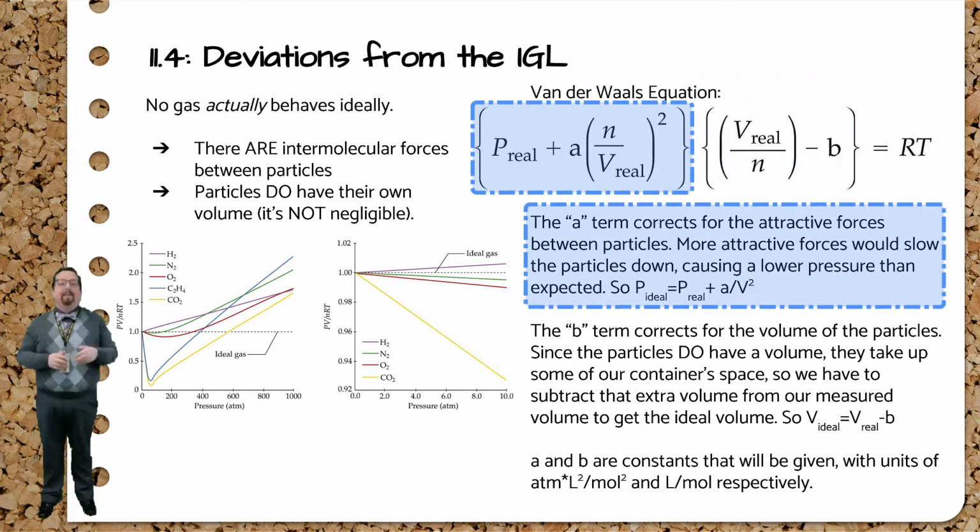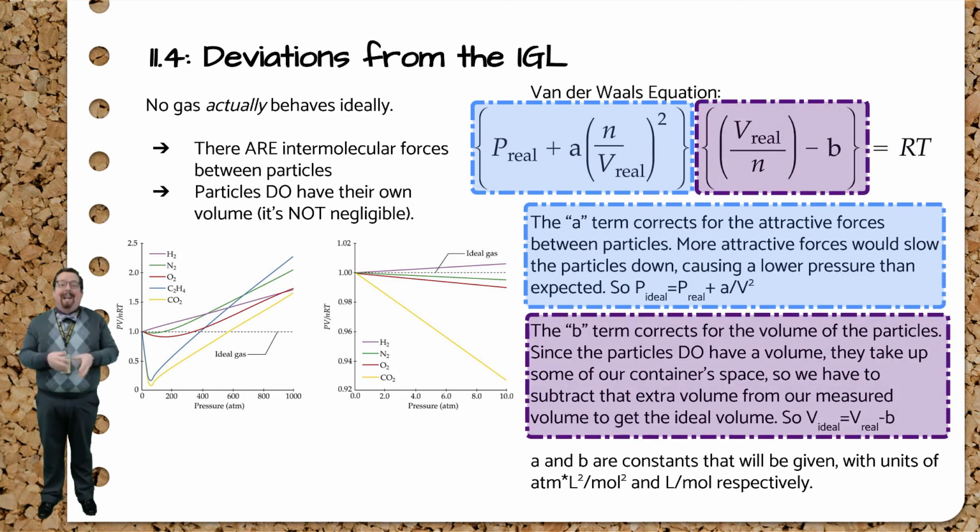The a term in this equation corrects for the attractive forces between our gas particles. If our gas particles are attracted to each other, they're going to slow down when they come near each other, causing them to hit the walls with less force and giving us a lower than expected pressure. Therefore, we have to add in this term to our measured pressure to make it equal to the ideal pressure. The a constant is measured in atmospheres times liters squared over moles squared, and we multiply it by the number of moles divided by the real volume squared.